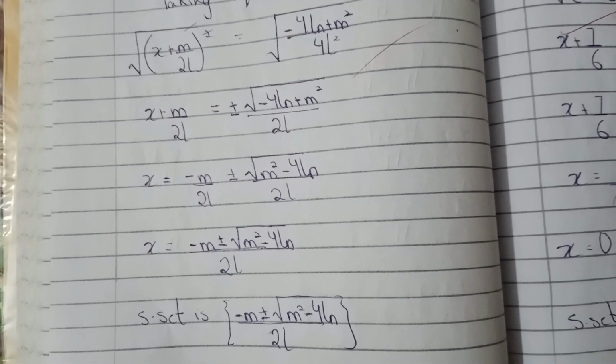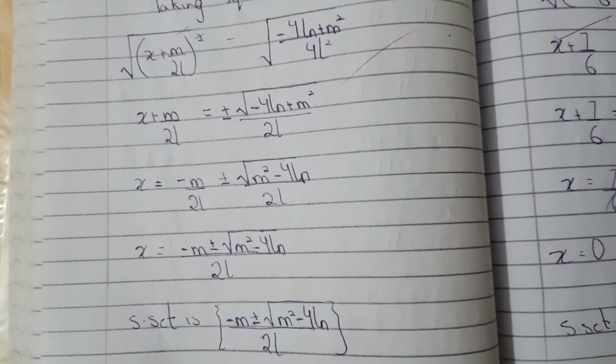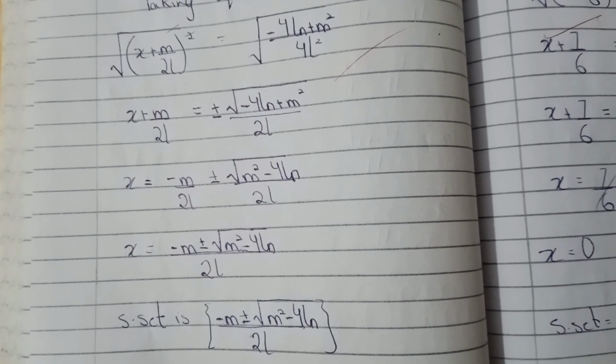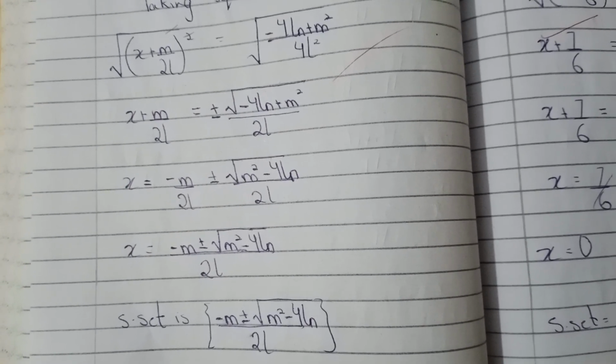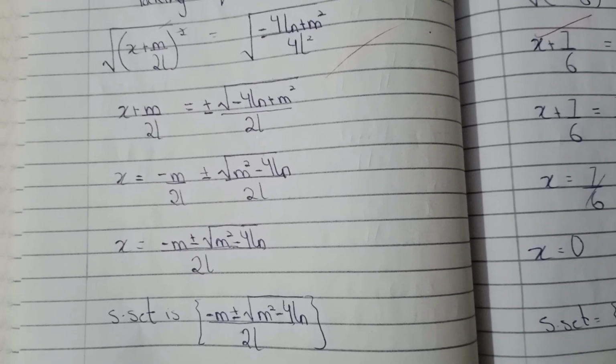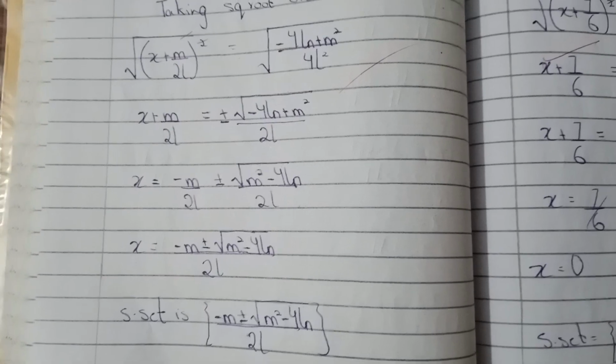We have to arrange it. We have got m square plus 4Ln over 2L. Now we have to change the side of m over 2L, it will be minus m over 2L. Take the LCM and we will get minus m plus minus square root of m square minus 4Ln over 2L. It is a solution set because further solution is not possible.